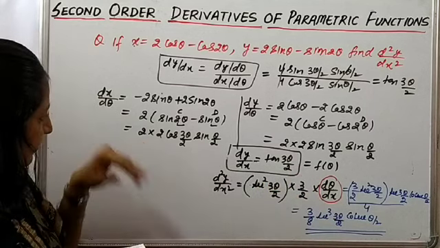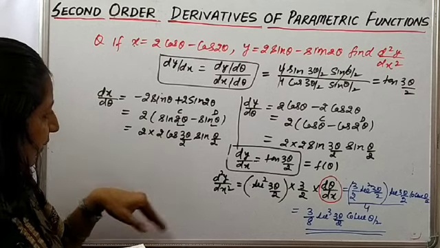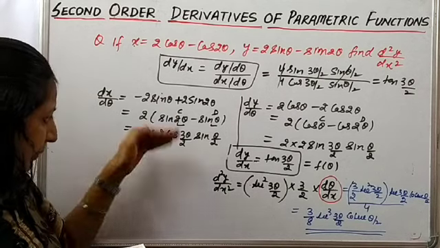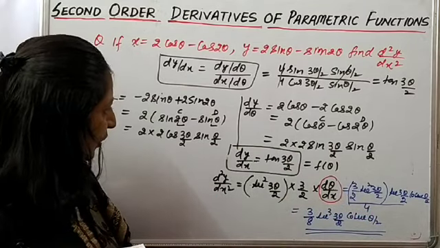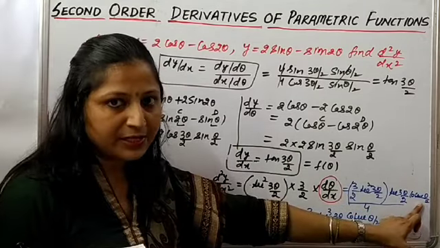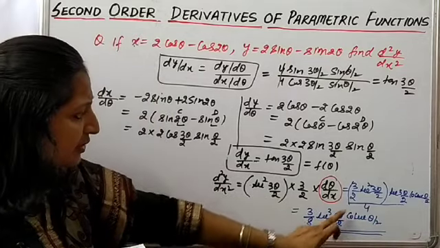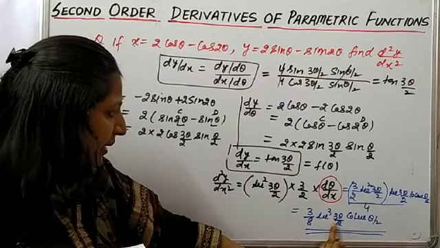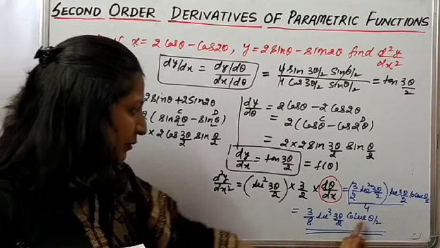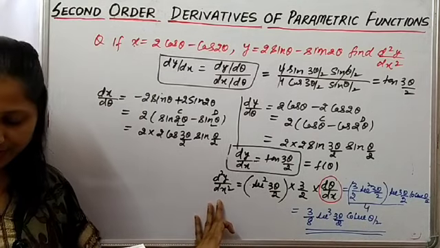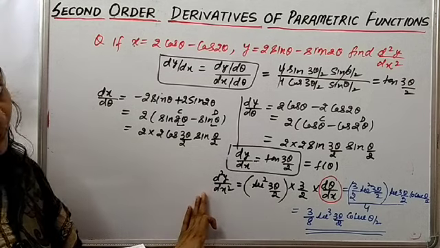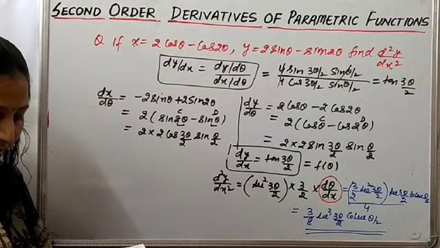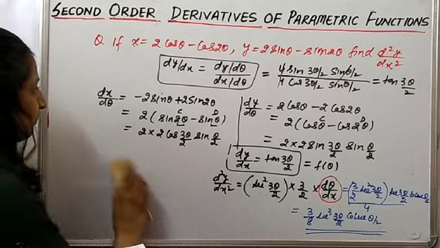From here, just its reciprocal, so its value will be 1 by 4. 1 by cos 3 theta by 2 will be secant 3 theta by 2, and 1 by sin theta by 2 will be cosecant theta by 2, right? So it will be secant cube 3 theta by 2 into cosecant theta by 2. So it is our final answer, that is our second order derivative, d2y upon dx square, right? Okay, now let us move to our next question.